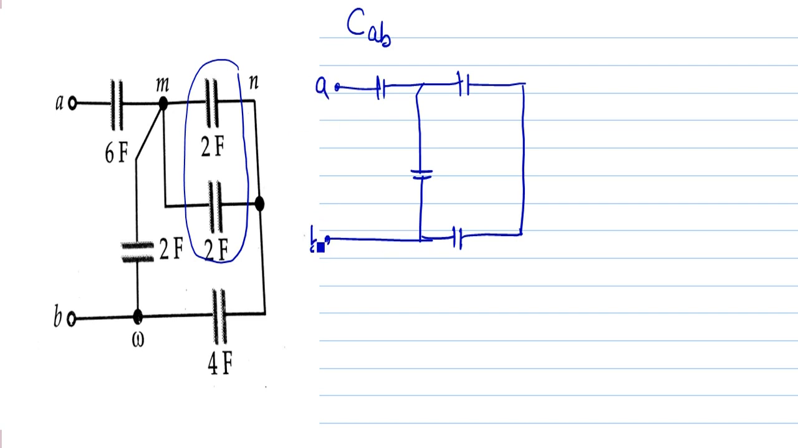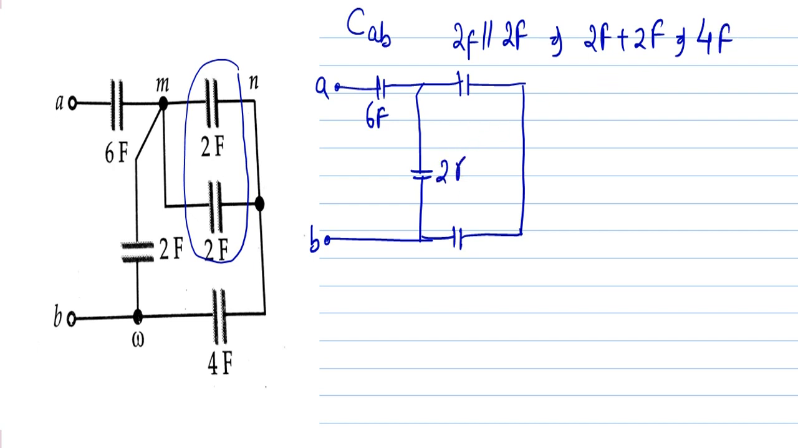this is the terminal A and this is the terminal B. Here we are having 6 farad, and here we are getting 2 farad parallel with 2 farad. For capacitances, for a parallel connection we have to add these two, so it will give us 4 farad. Now here we are having 2 farad and here we are having 4 farad. Now we can see this 4 farad and this 4 farad are connected in series. So now the circuit will be replaced in this manner. Here we are having 6 farad and here we are having 2 farad.